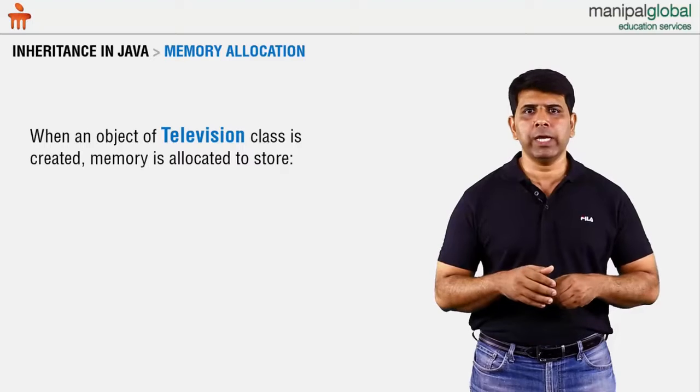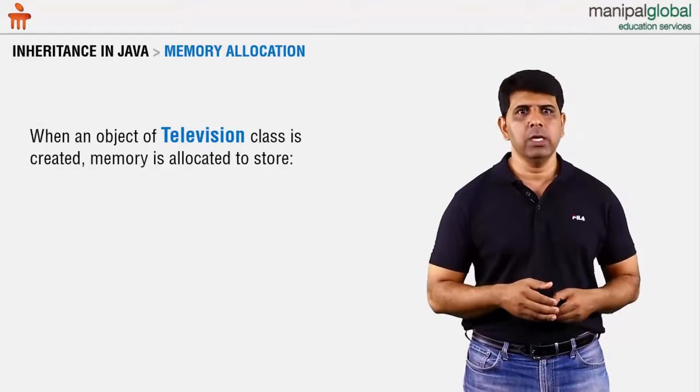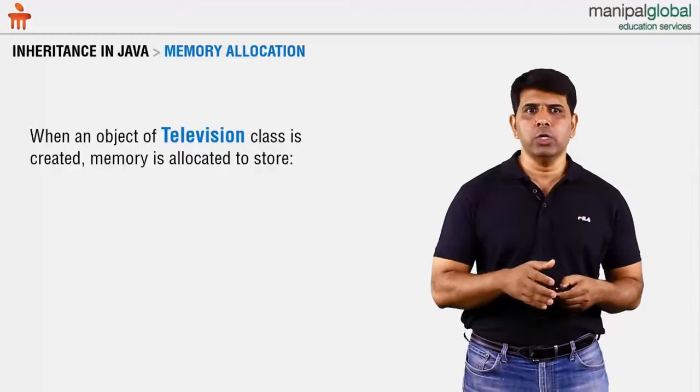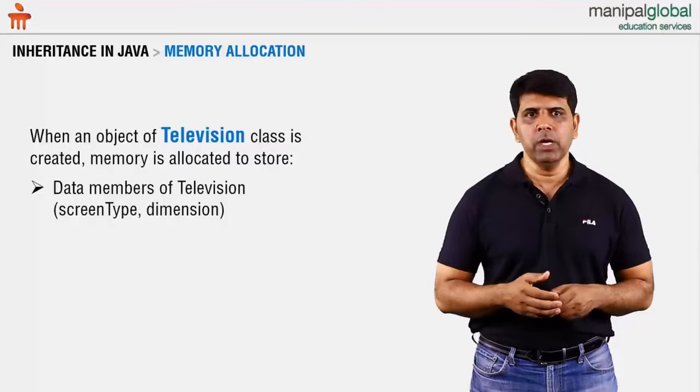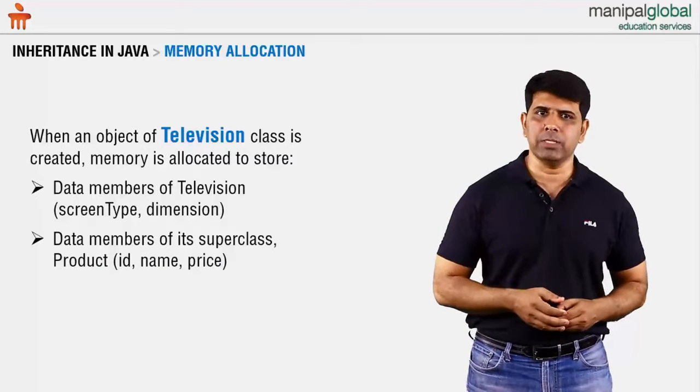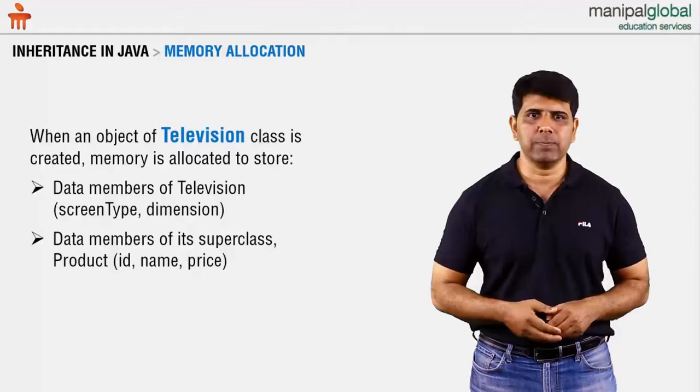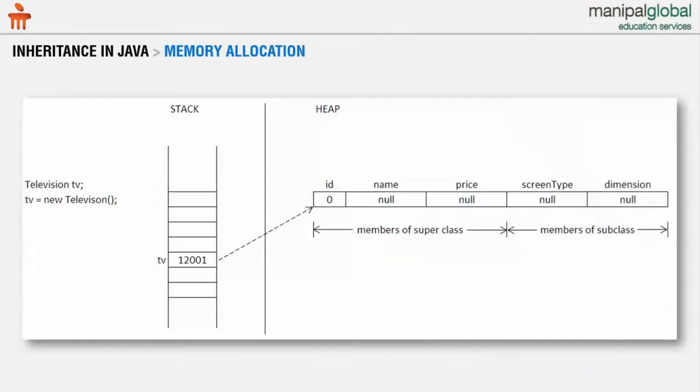When you allocate memory for a television object, it requires memory for storing the data members of television, that is screen type and dimension. It also requires memory for the member variables of the superclass, which are ID, name and price. So pictorially, it looks like this. TV is a reference variable pointing to an object, and if you look at that object, there is a space allocation for the members of the superclass, ID, name and price, and there is an allocation for screen type and dimension.